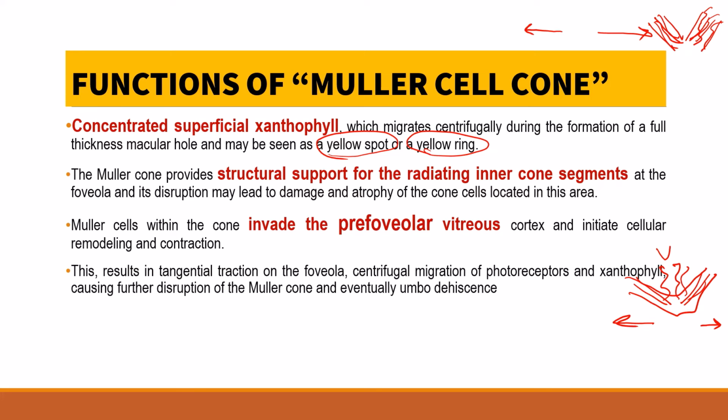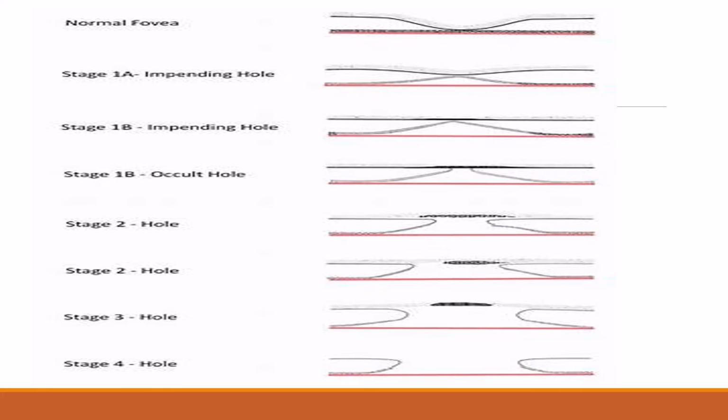So at this point, it should be very clear to you that macular hole formation is not just because of the traction, but also because of the centrifugal migration which is occurring because of the consequent or subsequent hydration. You have seen that the fluid is going inside the outer plexiform layer. So the outer plexiform layer is getting laterally displaced. Along with that, the photoreceptors are getting displaced, and even the xanthophyll which is situated in this Muller cell cone is getting displaced centrifugally or laterally.